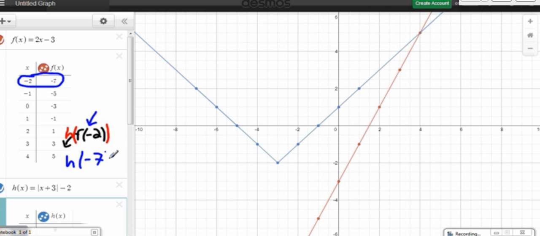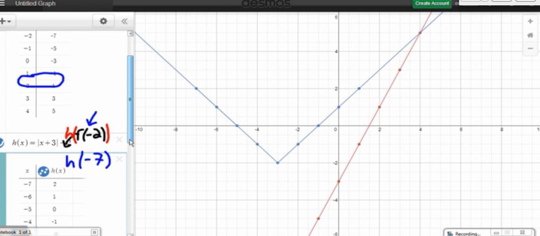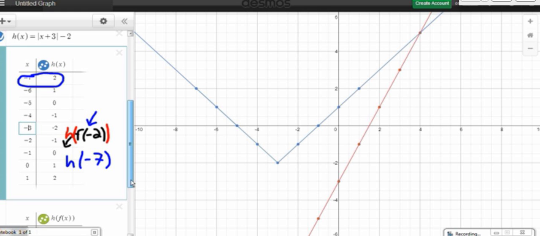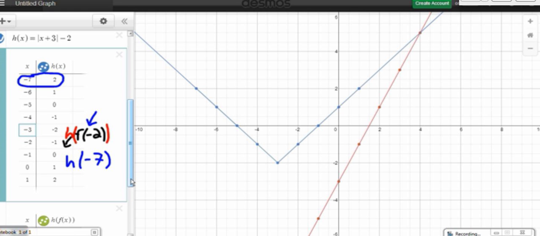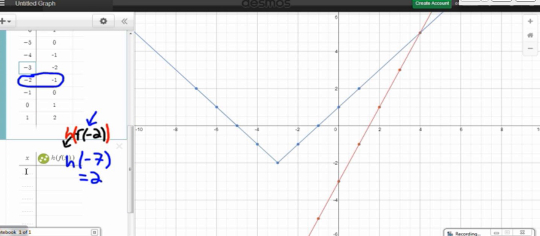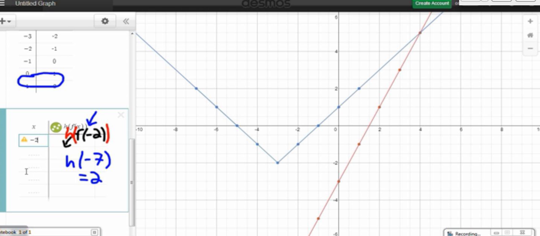So we can look back at our table for h now and find h of negative 7. There it is. So h of negative 7 is just positive 2. So when x is negative 2, h of f of x is positive 2. In other words, h of f of negative 2 is equal to positive 2. So if negative 2 is our input, positive 2 is our output for h of f of x.